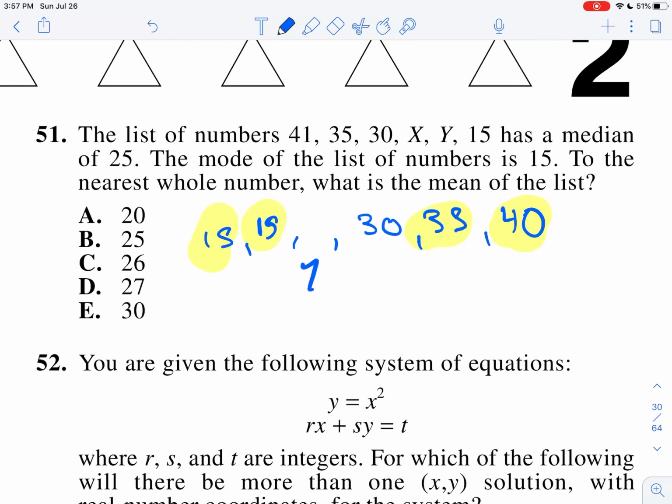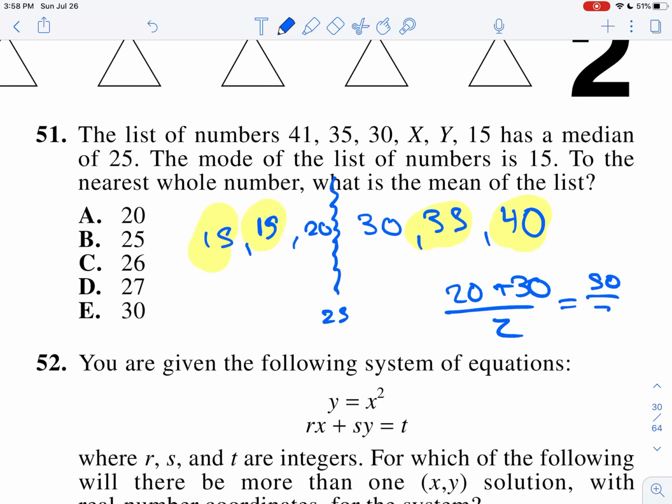So you need to find a value here that gives you a median, in the middle of these two, of 25. So this median has to be 25. You can see that if you put a 20 here, then you'll get 20 plus 30 divided by 2 equals 50 over 2 equals 25. That's your median if you put a 20 here. Any other value, you're not going to get 25 as your median. Again, it's because you have an even number of values, in this case 6, and you need them to come out to this value for the median.